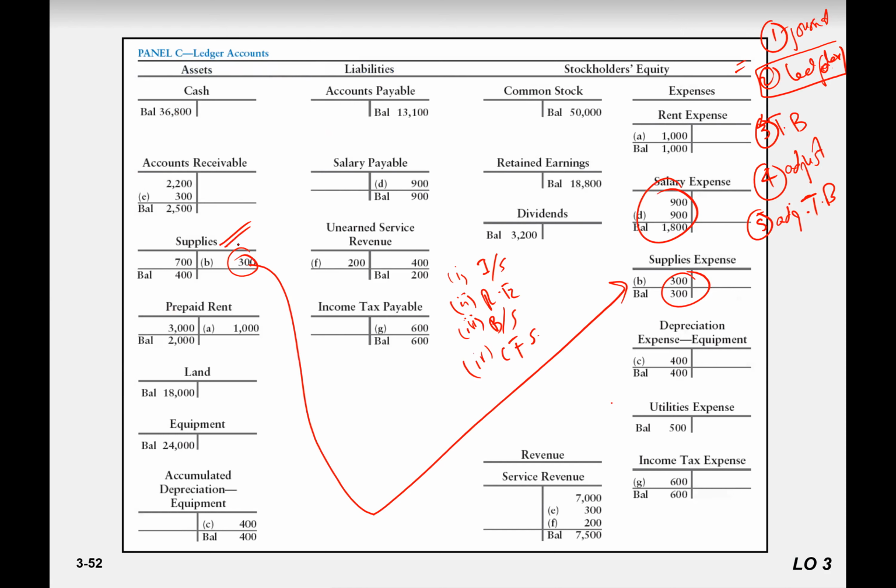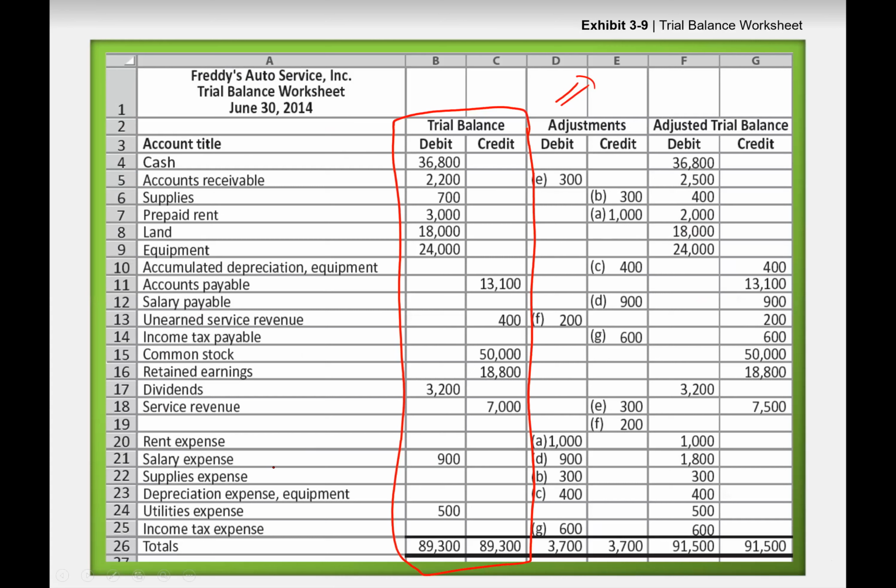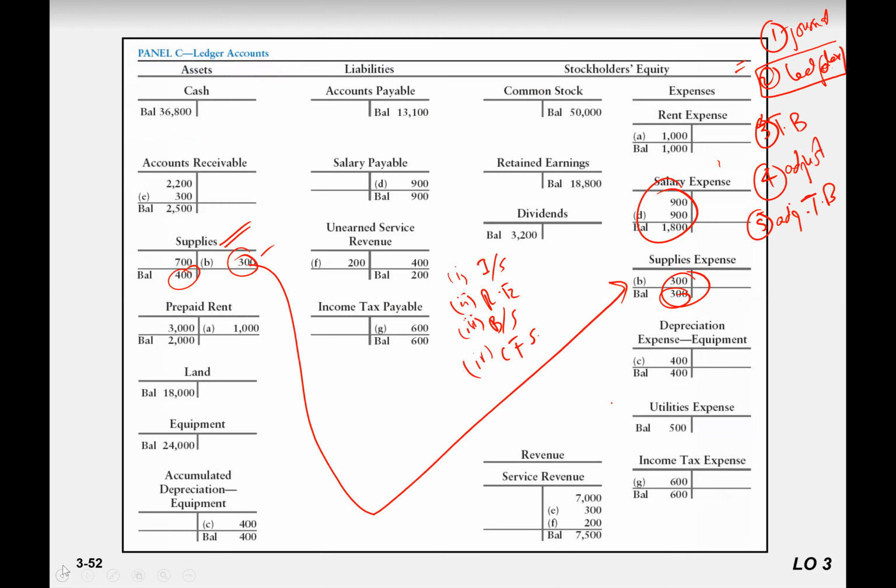Like supplies here. Previously there was a 700 balance and then the adjustment says 300 is consumed. So you make 300 here, supplies is 400. And now the supplies expense is 300. So you can create supplies expense, write down 300 here on the debit side. And on the supplies here, you just write down the adjusted balance 400. Why? Because after the adjustment, you see the balance is 400.